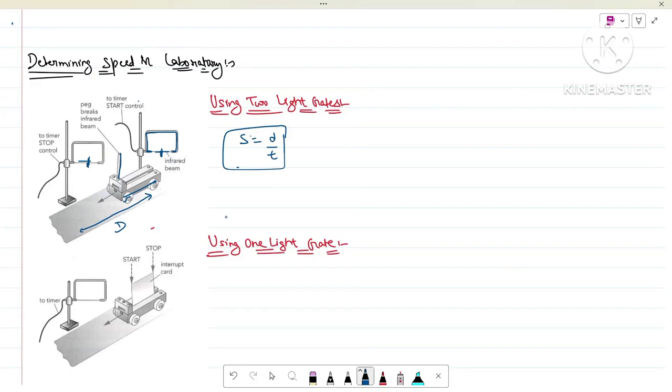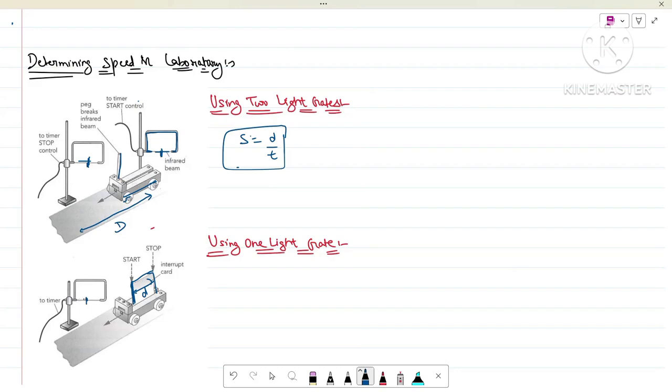We can find speed using one light gate also. How? For finding the speed using one light gate, we will use this interrupting card. We know the length of this interrupting card, let's say it is D. When the starting edge of this card enters here, it will interrupt the signal, and the timer will be switched on.